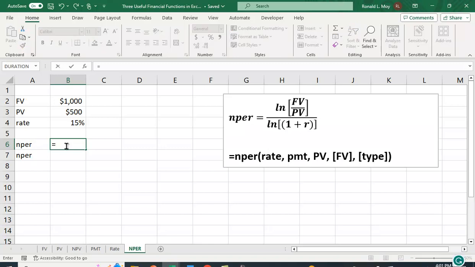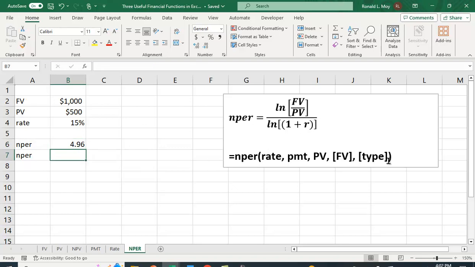So let me see if I can get this right. ln, okay, of FV divided by PV, okay, close that parenthesis, and one more parenthesis, divided by ln 1 plus the interest rate, and close the parenthesis twice. I get 4.95. We don't need that many decimal places. So let me just reduce that a little bit. So 4.96. Again, probably easier to use the NPER function.